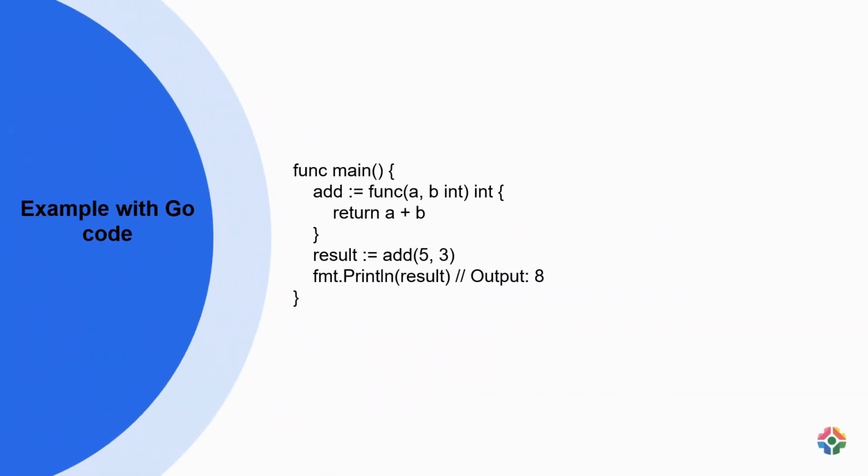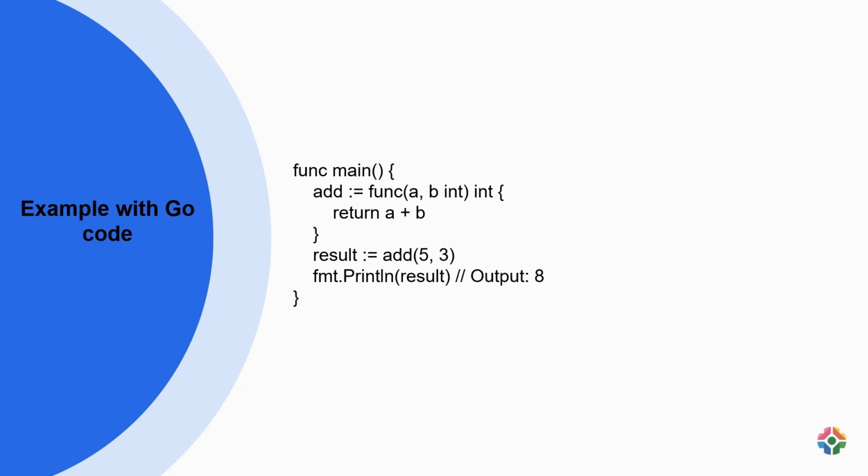The provided code snippet demonstrates the concept of anonymous functions in Go. Within the main function, an anonymous function is declared and assigned to the variable add. This anonymous function takes two integer parameters a and b and returns their sum by returning a plus b. Subsequently, the add function is invoked with arguments 5 and 3, resulting in 8. The computed result is then printed to the console using fmt.Println.